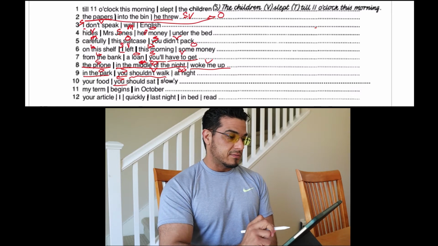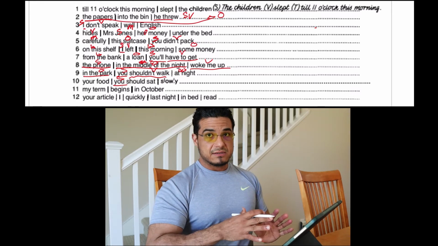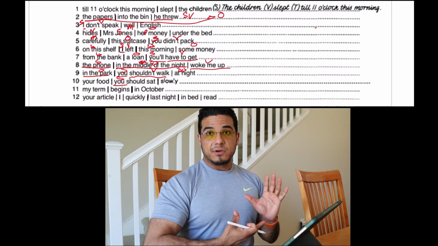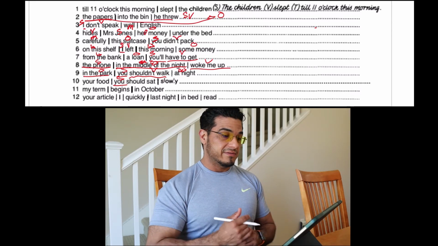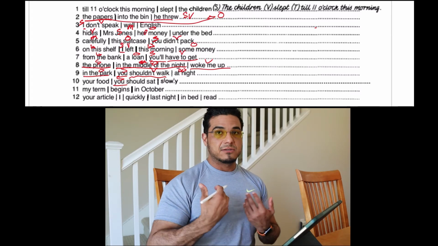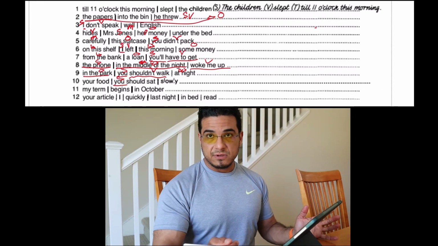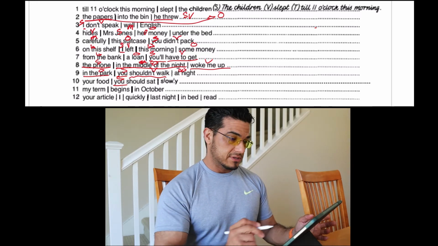All right, number 11, we have my term begins in October. This on its own would actually be fine. So my term, right, we're referring to a period in school. Begins is going to be your verb, in October. Alternatively, you can say in October, my term begins. So you can switch them around. However, in the current position, that works as well. But if you prefer in October, my term begins, that works.